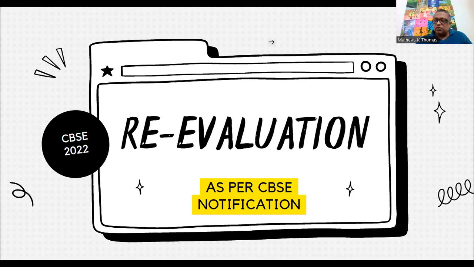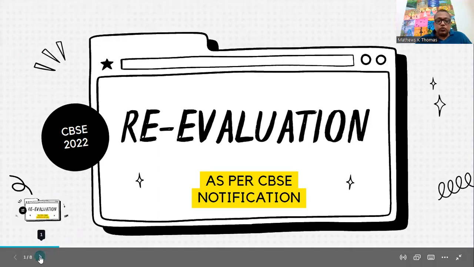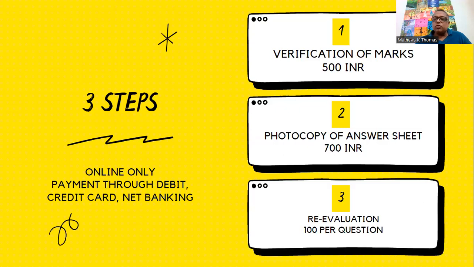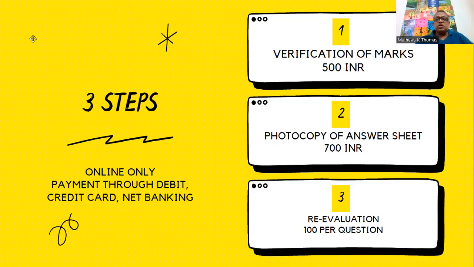So this CBSE notification came today about the whole reevaluation process, and the process is quite simple. What has to be done is basically you have to go through the CBSE format. There is a protocol to be followed. There are 3 steps that we need to understand. We cannot go for reevaluation directly. The first step they are saying is verification of marks.